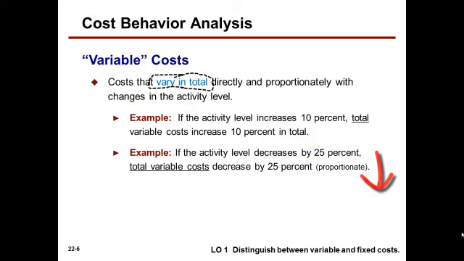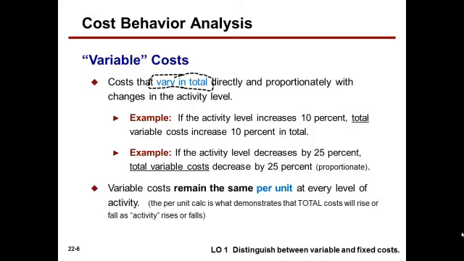What if we express those same variable costs that change with an activity level on a per unit basis with that activity base? Now, from this perspective, variable costs remain the same per unit at every level of activity. It's the per unit calculation that demonstrates that the total cost will rise or fall as activity rises or falls. So, variable costs do not get their name from their per unit behavior, but rather from the total incurred cost perspective.